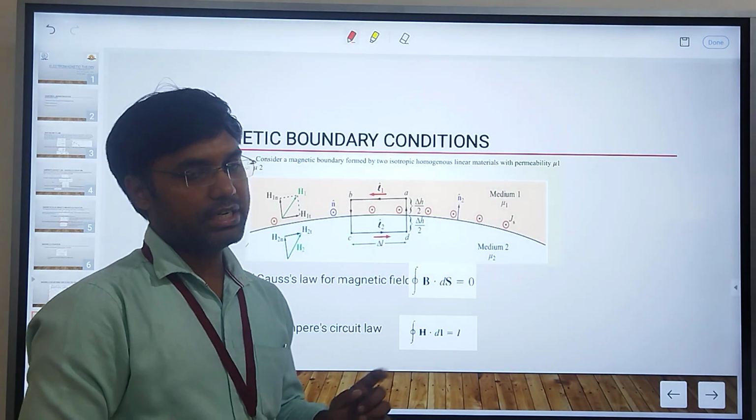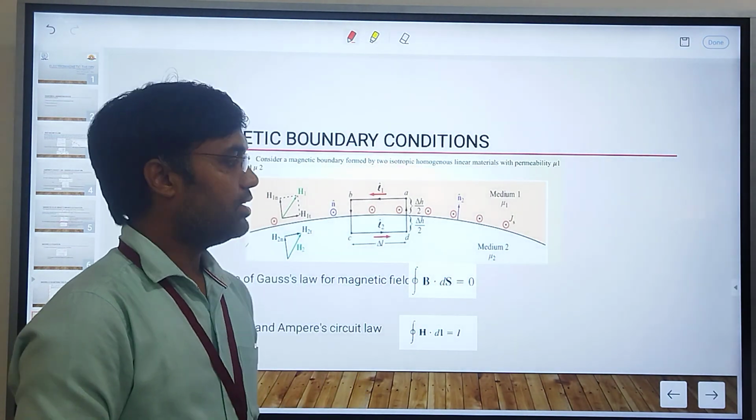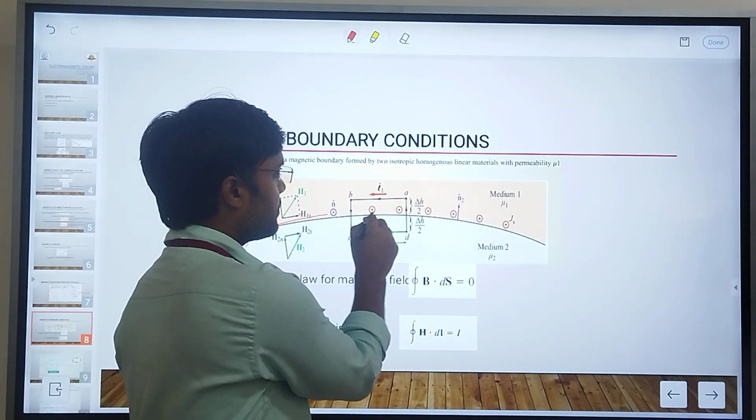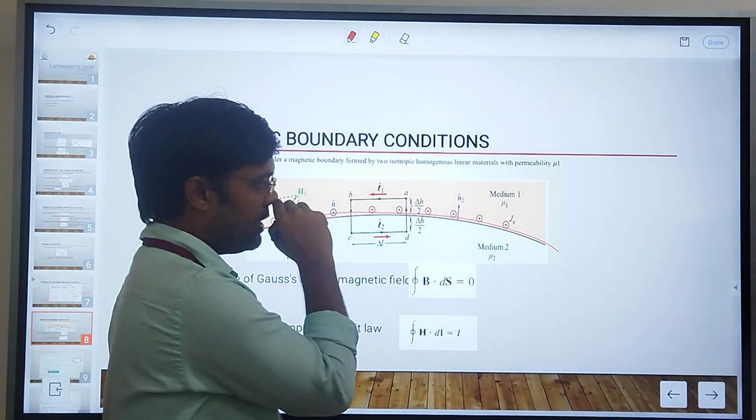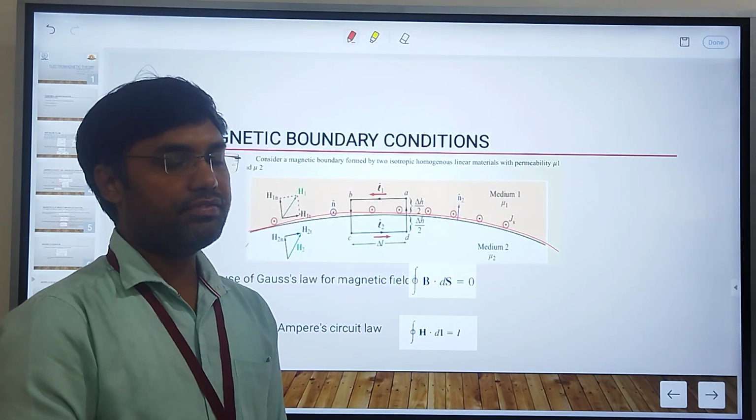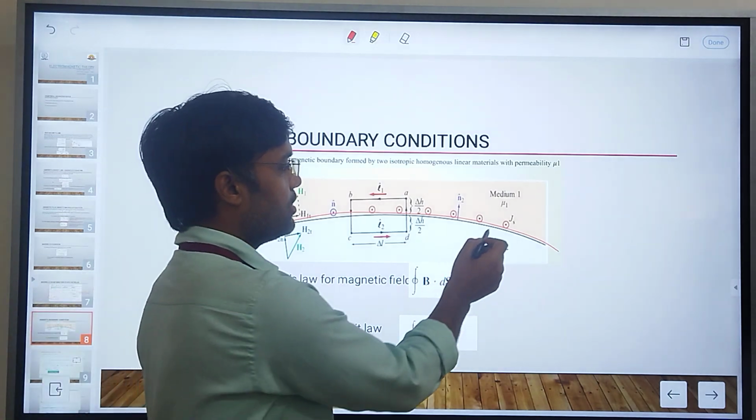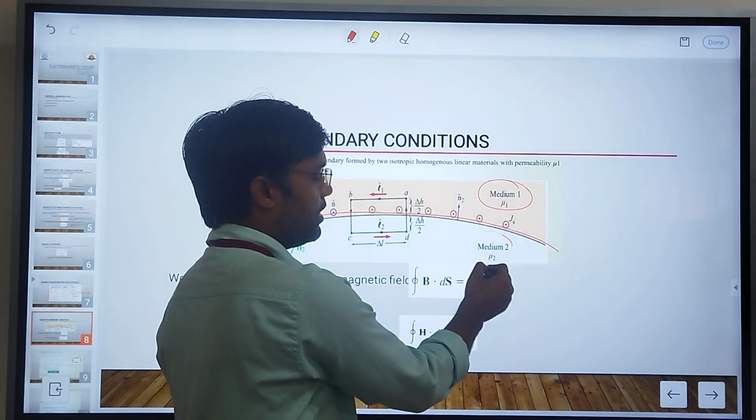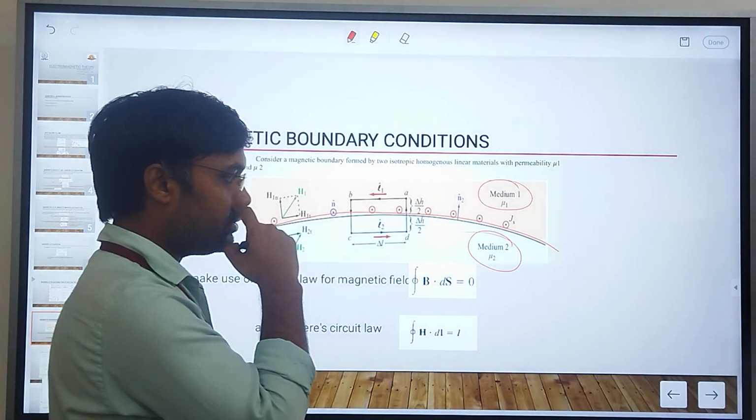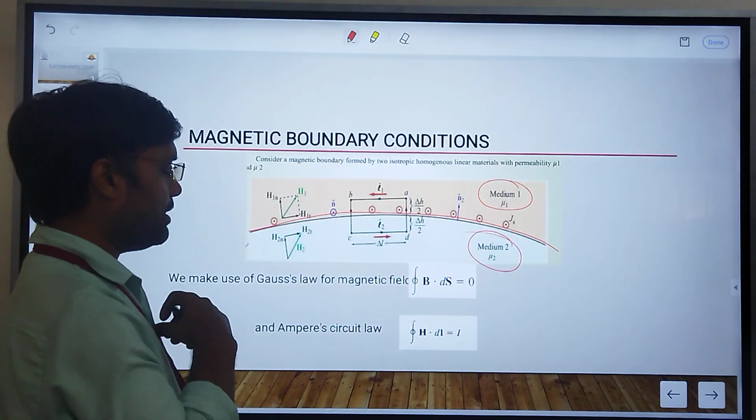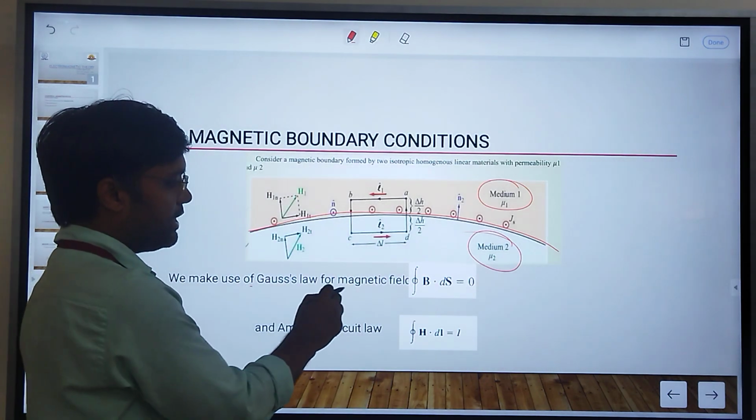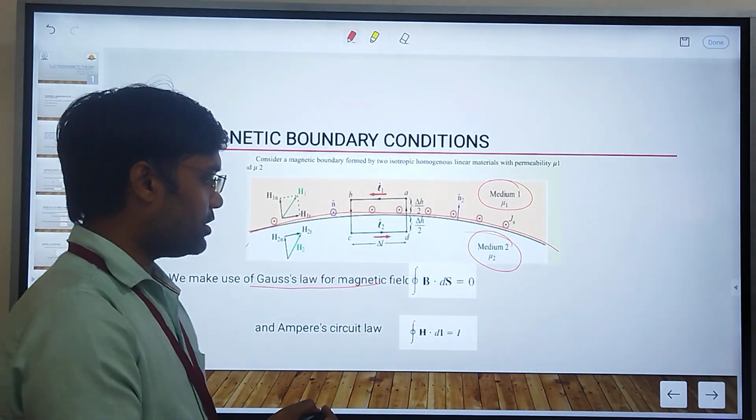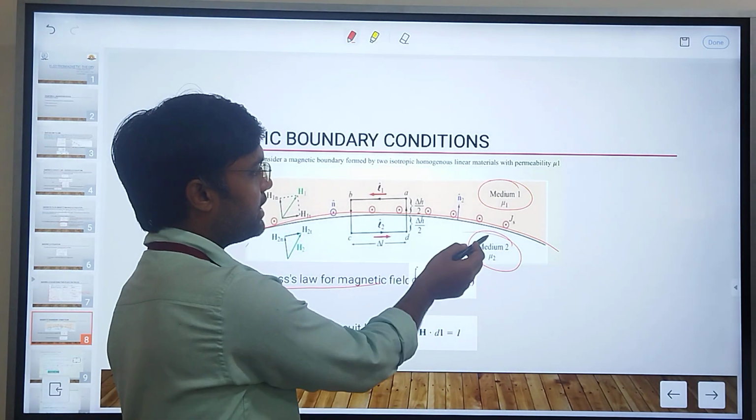Now come to the boundary conditions, the magnetic boundary conditions. In the magnetic boundary conditions, we can have a boundary separating two mediums of different magnetic permeabilities. So consider medium 1 having magnetic permeability mu1 and medium 2 having permeability mu2. By applying Gauss law, the integral of B dot ds equal to 0 and H dot dl equal to I in both the cases.